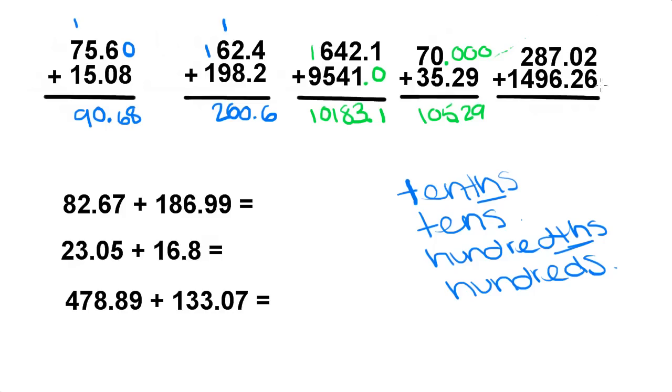In this example, 2 and 6 is 8. 0 and 2 is 2. Bring down the decimal point. 6 and 7 is 13. Carry over the 1. 9 and 1 is 10. Plus 8 is 18. Carry over the 1. Bring down the 8. 4 and 2 is 6. Plus 1 is 7. And bring down the 1.